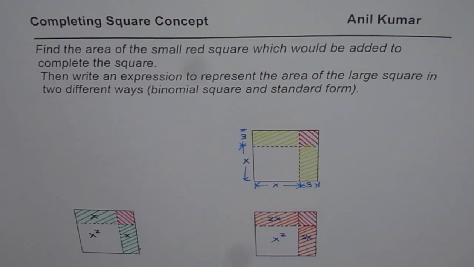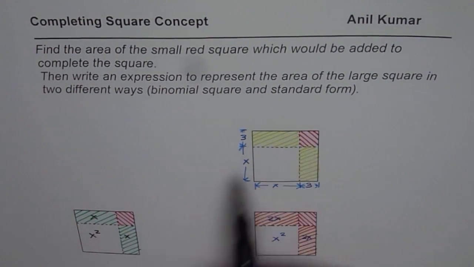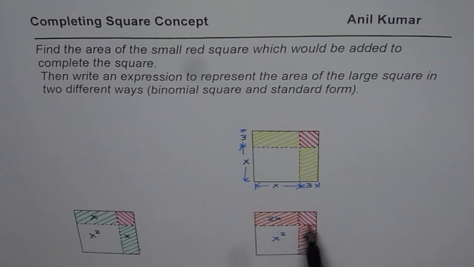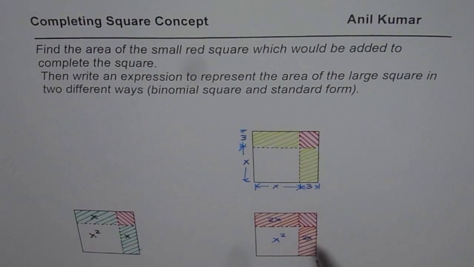The question here is, find the area of the small red square which would be added to complete the square. Then write an expression to represent the area of the large square in two different ways, binomial square and standard form. I know all that makes sense, but sometimes it becomes difficult to understand. Well, these are my different squares, and these are my small red squares for which you need to write the area. But what am I trying to say? Let's go through the question once again and then figure it out.